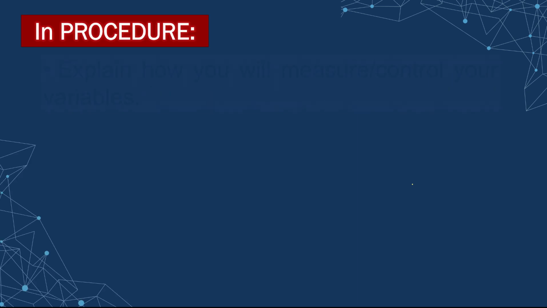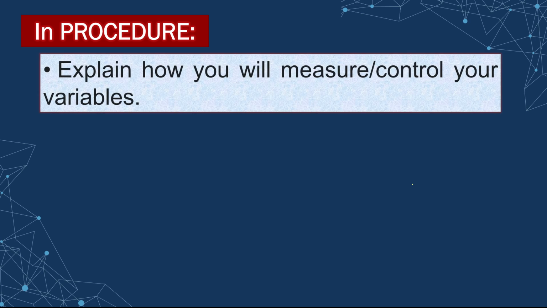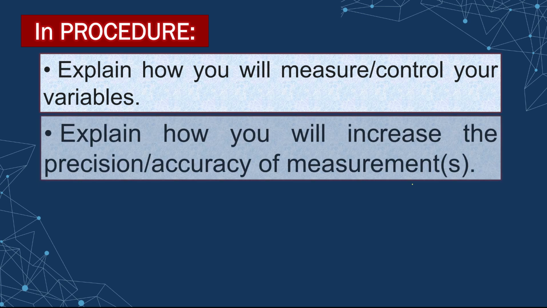In the procedure, please, number one, explain how you will measure or control variables. For example, let's say the room temperature is an effective factor and you have already controlled it. You may have used an air conditioner. Okay, mention it. The other is to explain how you will increase the precision and accuracy of measurements.